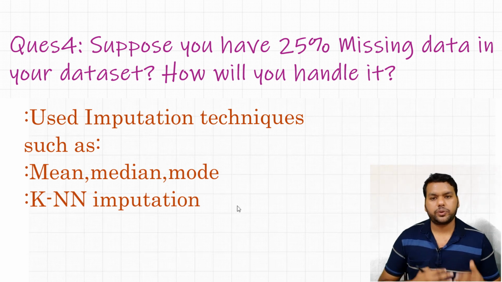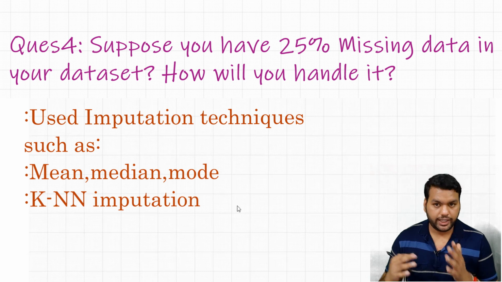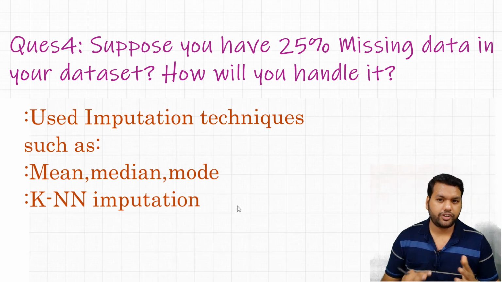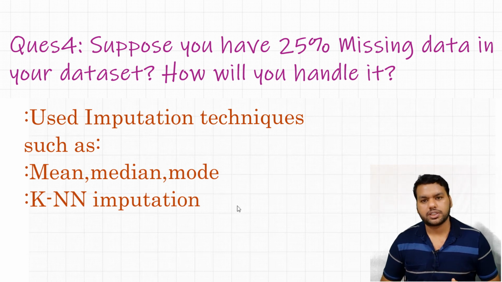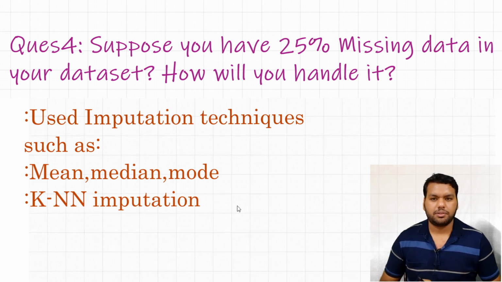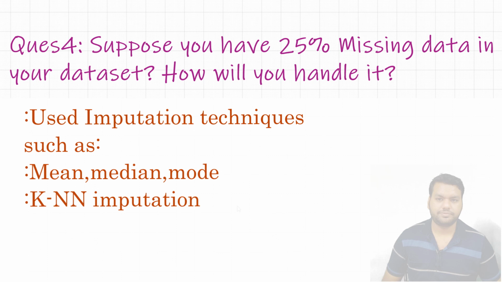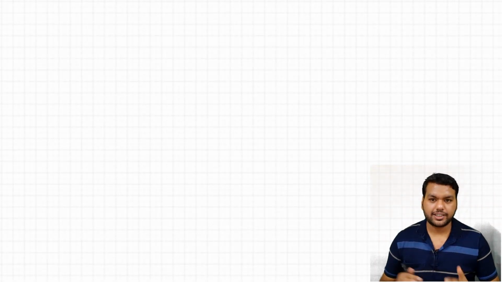So we need not remove any value from the data set unless the missing share is greater than 50% or 70%, because removing values from the data set is not appreciable, as we lose more information once we remove them. So this is the fourth question we covered. Now move to the next and last question of this video.